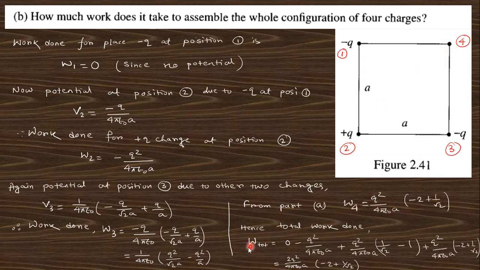So the total work done will be the addition of these 4 work done: that is 0, that is minus q square by 4 pi epsilon naught a, and that is q square by 4 pi epsilon naught this and that. If you add these 4, you will get 2 q square by 4 pi epsilon naught a times minus 2 plus 1 by root 2. This is the total work done to configure these 4 charges. Okay, go to the next question.